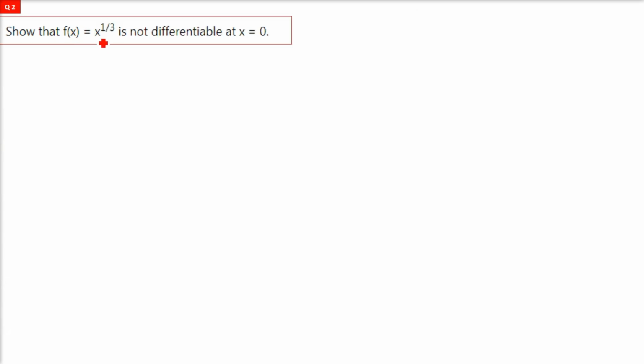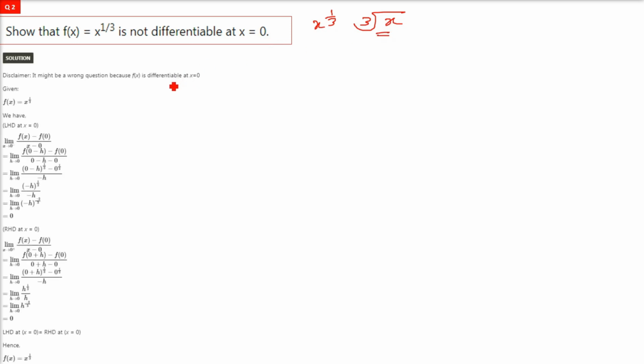Show that f(x) equals x raised to the power 1 by 3 is not differentiable at x equals 0. So x raised to 1 by 3 is nothing but the third root of x. Okay. So this is not differentiable at x equals 0. So what do we do here? If you want to go to continuity, you can go to continuity, show that it is continuous or not continuous, it's up to you. But the question is simply asking about the differentiability. So we will be checking about the differentiability here.